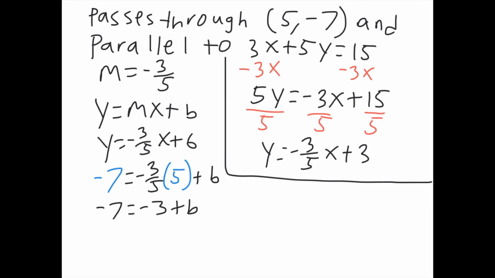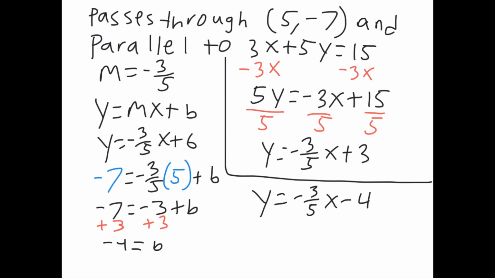Now to solve for b, we just add 3 to both sides, and that gives us b equals negative 4. So if b equals negative 4, we write it back into the equation. y equals, our slope is negative 3/5 x minus 4.